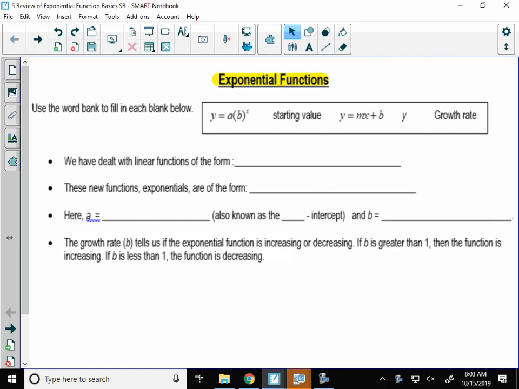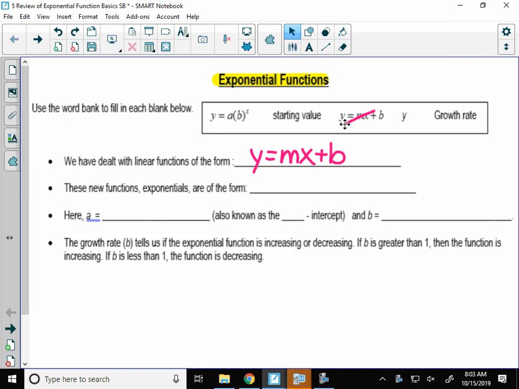So it says we've dealt with linear functions of the form. You have to be able to identify from the word bank which equation is the linear function. That would be y equals mx plus b. So we'll throw that guy on the line right here. We've been working this year with lines in the slope-intercept form, y equals mx plus b. Now we're going to switch to exponential functions.